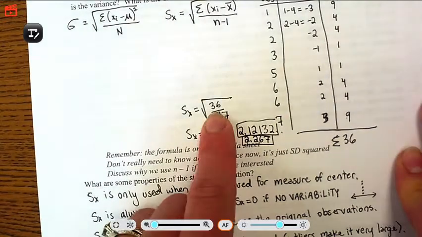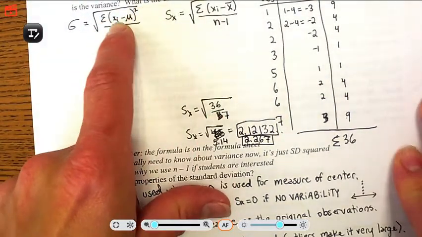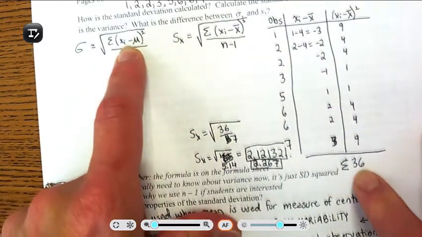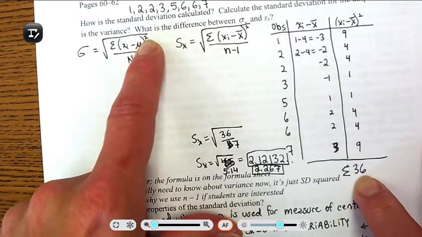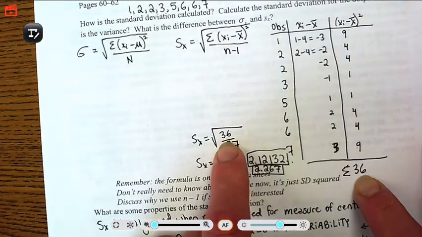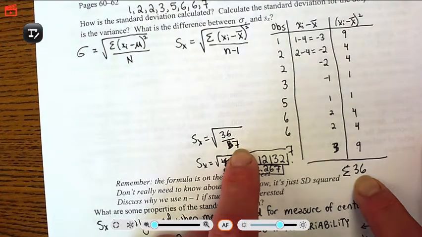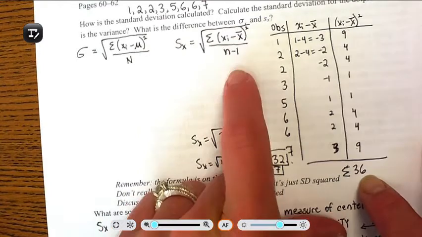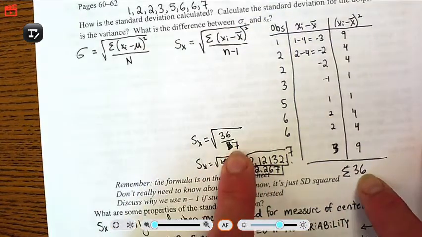Now the next step is to take that summation of all of the values' differences from the mean and to divide by how many values you have. Now say this is a sample, so I'd be working with n minus 1, which is 8 minus 1, which is 7.